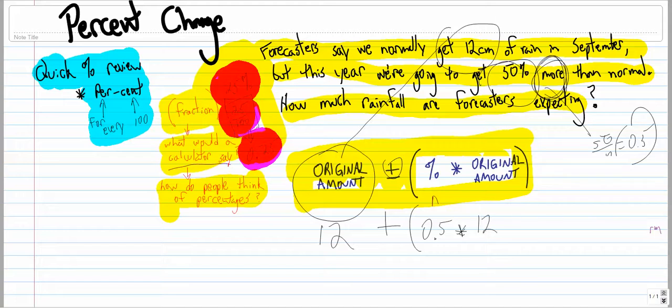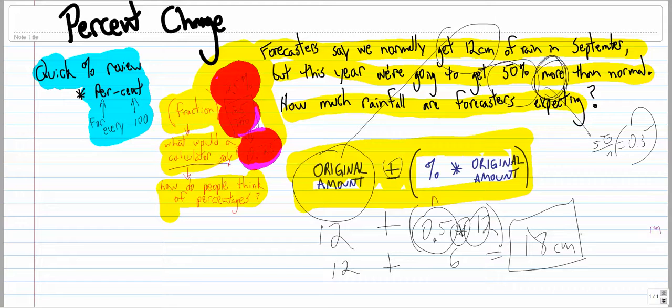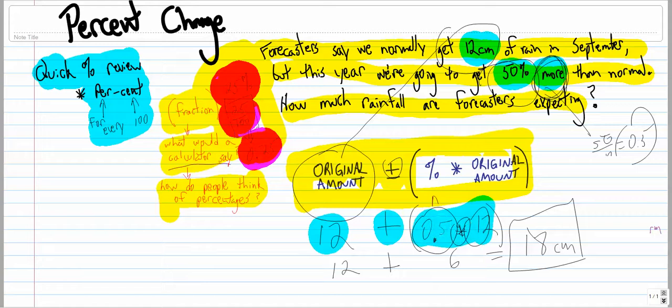the original amount again, my 12 centimeters. So I really don't even need a calculator for this one. Apparently I use pretty easy numbers. But 0.5 times 12, that's 6. Bring down my 12 and my plus here. So that's going to be 18. And then my units were centimeters. So if we normally get 12 centimeters of rain, and we're expecting 50% more, we're going to go 12 plus half of 12, and we wind up with 18 centimeters.